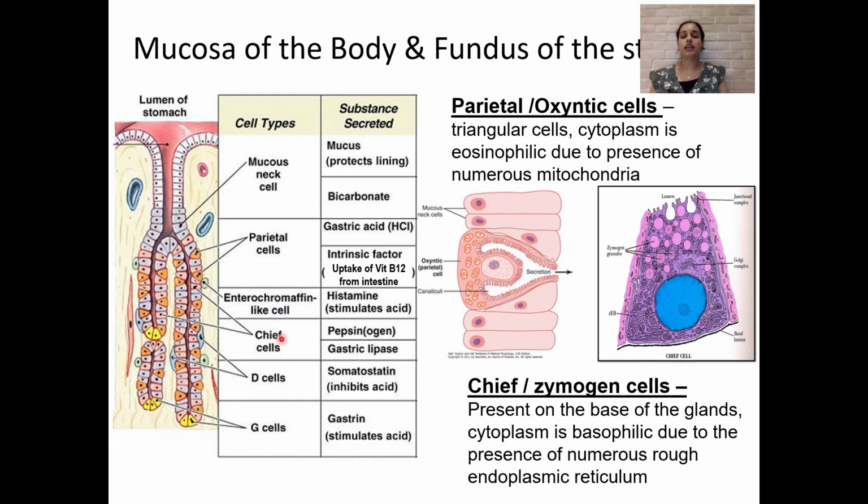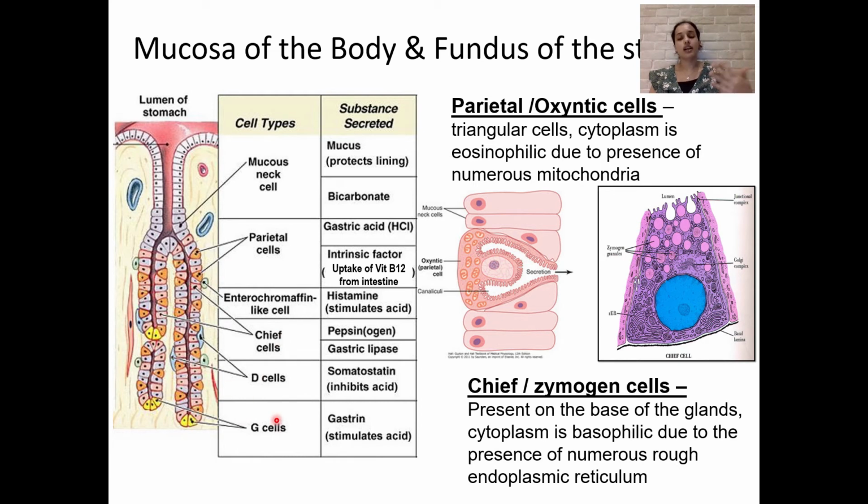They mainly secrete pepsin and gastric lipase, which help in the initiation of digestion of proteins and triglycerides. These are mainly secreted by chief cells, also called zymogen cells. These chief cells are basophilic in nature because they take up basic dye, the hematoxylin, and look bluish or purple in color because they have numerous rough endoplasmic reticulum. That's why they are basophilic.